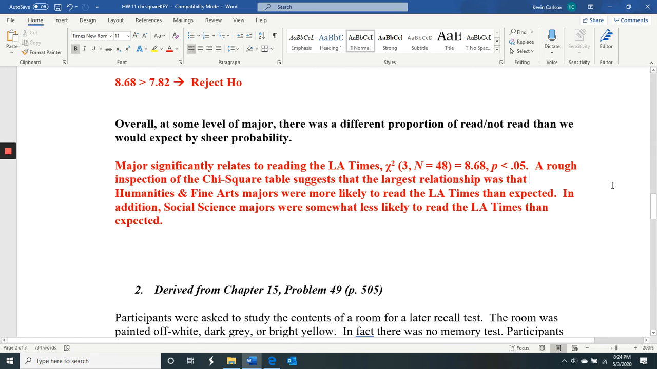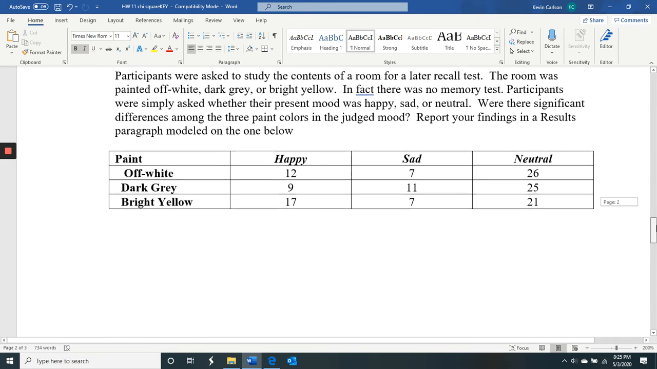In the lecture, I had a table, so you can refer to Table 1 if you want to. Table 1 is up there already. Table 1 for observations. And then a rough inspection of the table suggests that Humanities and Fine Arts majors were more likely to read the LA Times than expected. In addition, social science majors were somewhat less likely to read the LA Times than expected. So chi-squares are pretty straightforward and pretty simple.